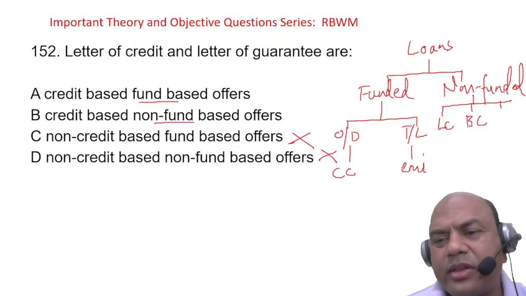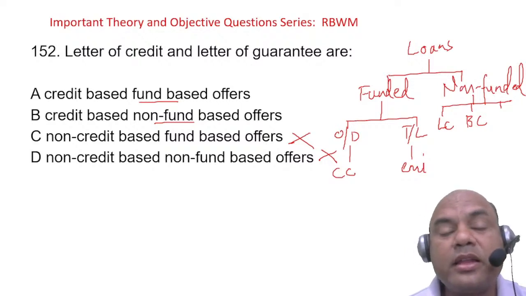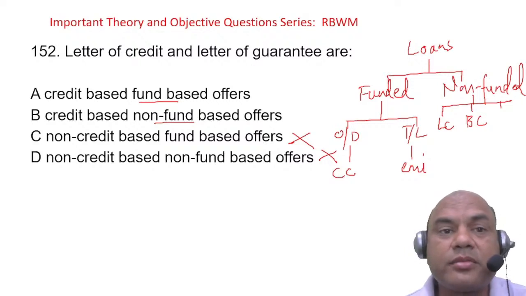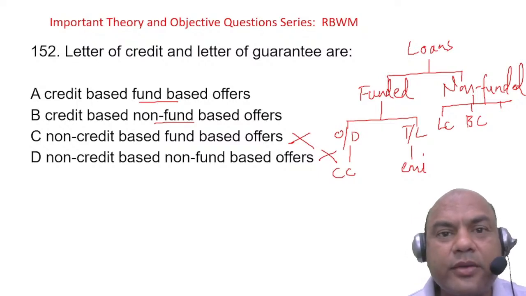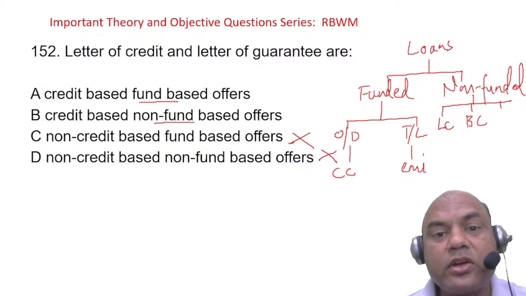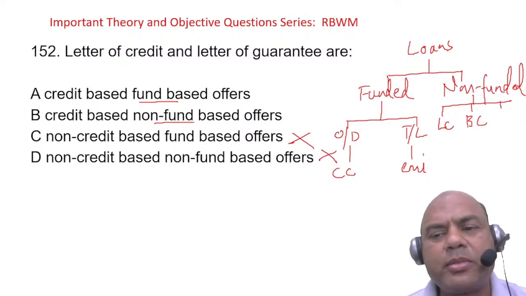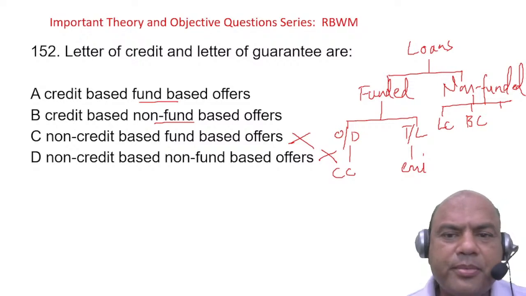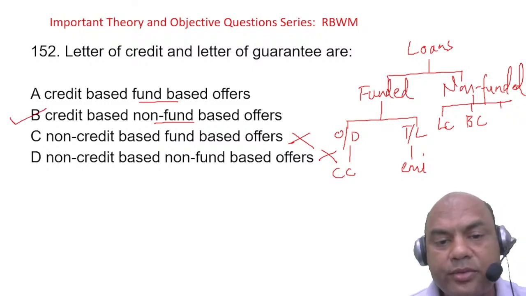There are many others. I can give you five or six more names: availization, BC, takeout financing. That is all non-fund based. In fact, there can be many. For JAIIB level, you always remember the two, LC and BG. So these LC and BG are credit-based, non-fund-based offers. This is a non-funded loan.